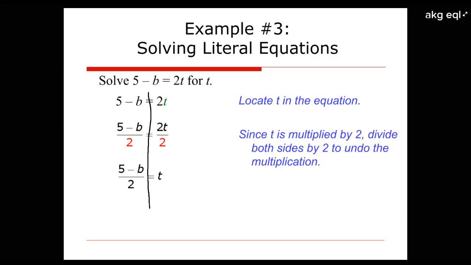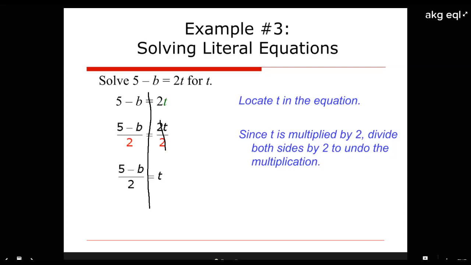A lot of students don't like that. So on the same side as the t, we have a 2. And the 2 is right next to that t. So I need to divide everything by 2, which means the entire left side has to be divided by 2. You can't just divide 5 or the negative b. You've got to do the whole side. And after you do that, these 2's cancel out, and you're left with t equals 5 minus b, all of that over 2. And that's your final answer. Because again, your goal is just to get t by itself. That's the whole thing we're going for here.